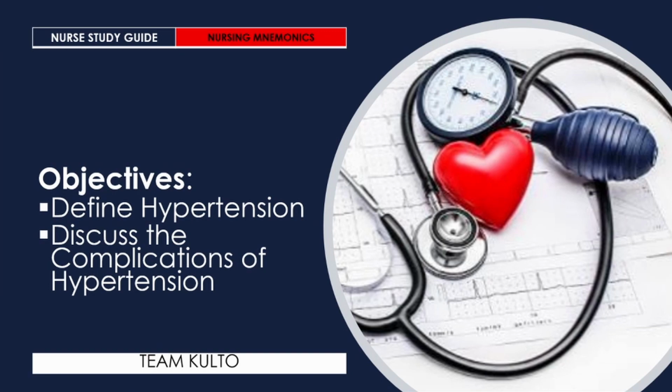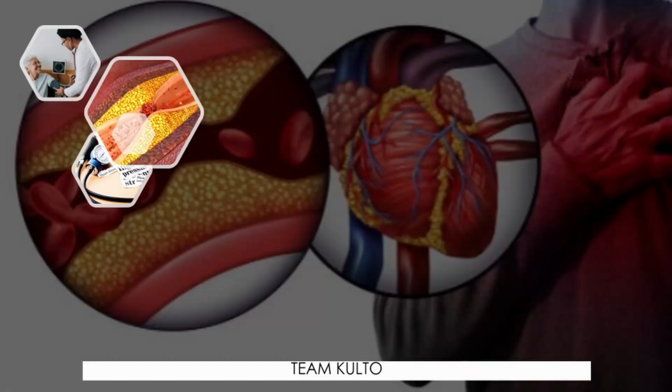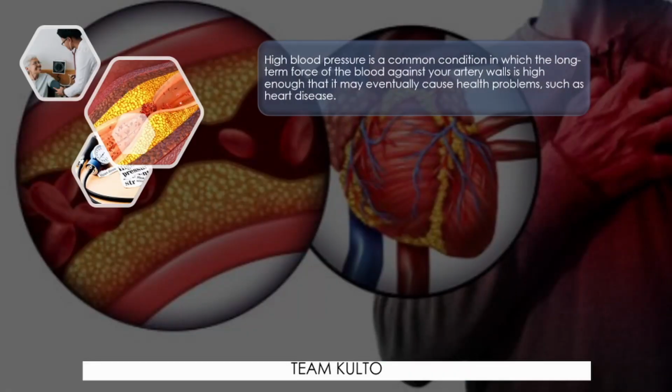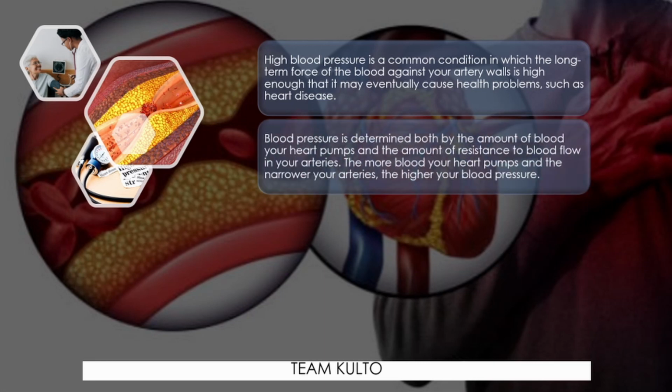Alright, so let's answer the question, what is hypertension? Now, high blood pressure is a common condition in which a long-term force of the blood against your artery walls is high enough that it may eventually cause health problems such as heart disease. Blood pressure is determined both by the amount of blood your heart pumps and the amount of resistance to blood flow in your arteries. The more blood your heart pumps, the narrower your arteries, the higher your blood pressure is.